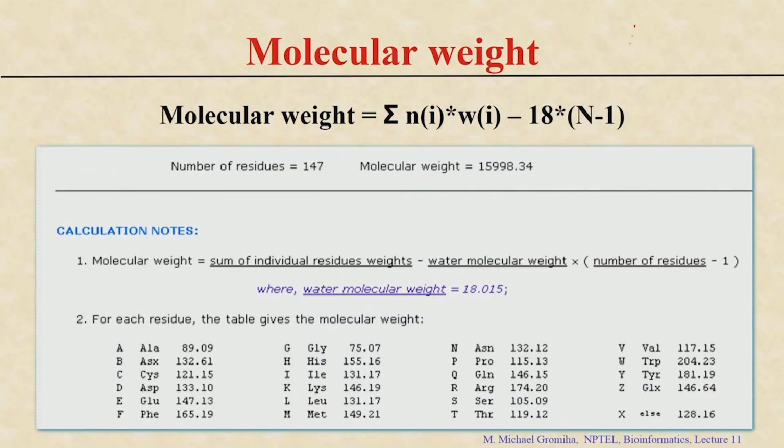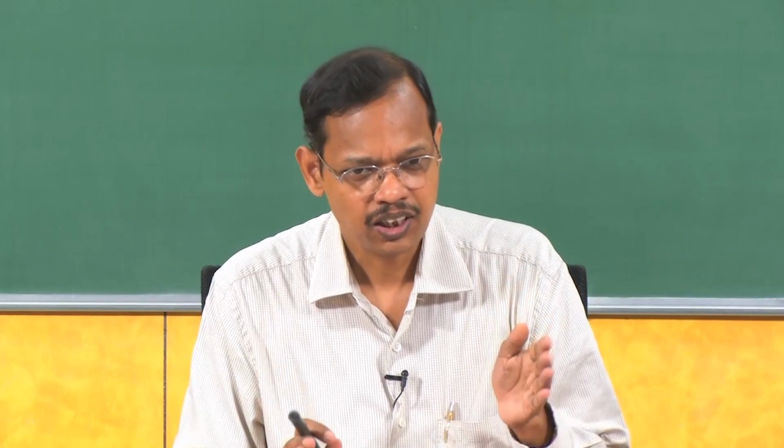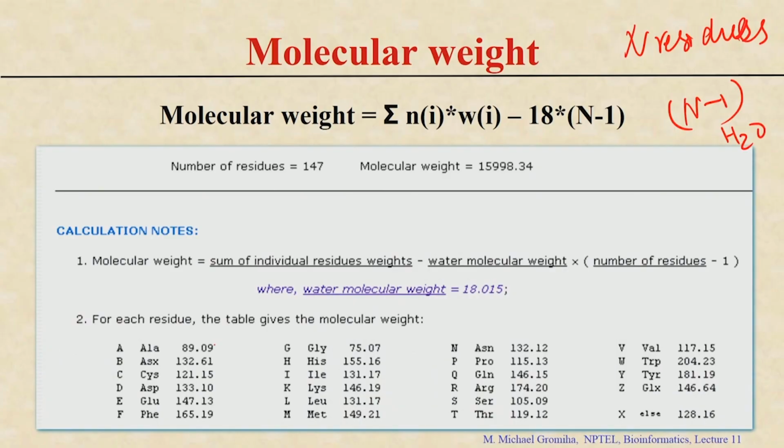If there are n residues, how many water molecules will be eliminated? N minus 1 water molecules you will eliminate. So, in this case, if you want to calculate the molecular weight in a sequence, for each residue we know the molecular weight. For example, alanine is 89 and glutamic acid 147 or methionine 149, tryptophan 204 and so on. We know the values. So, if we have a sequence, for example, this is a sequence.